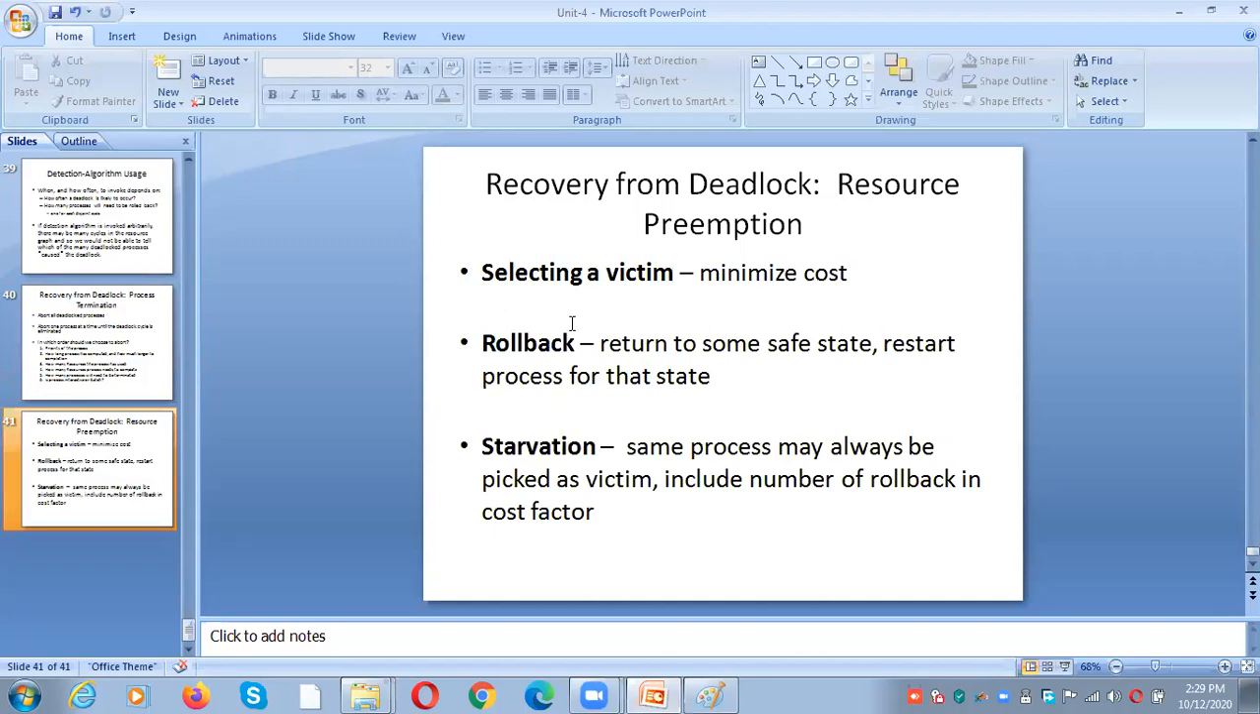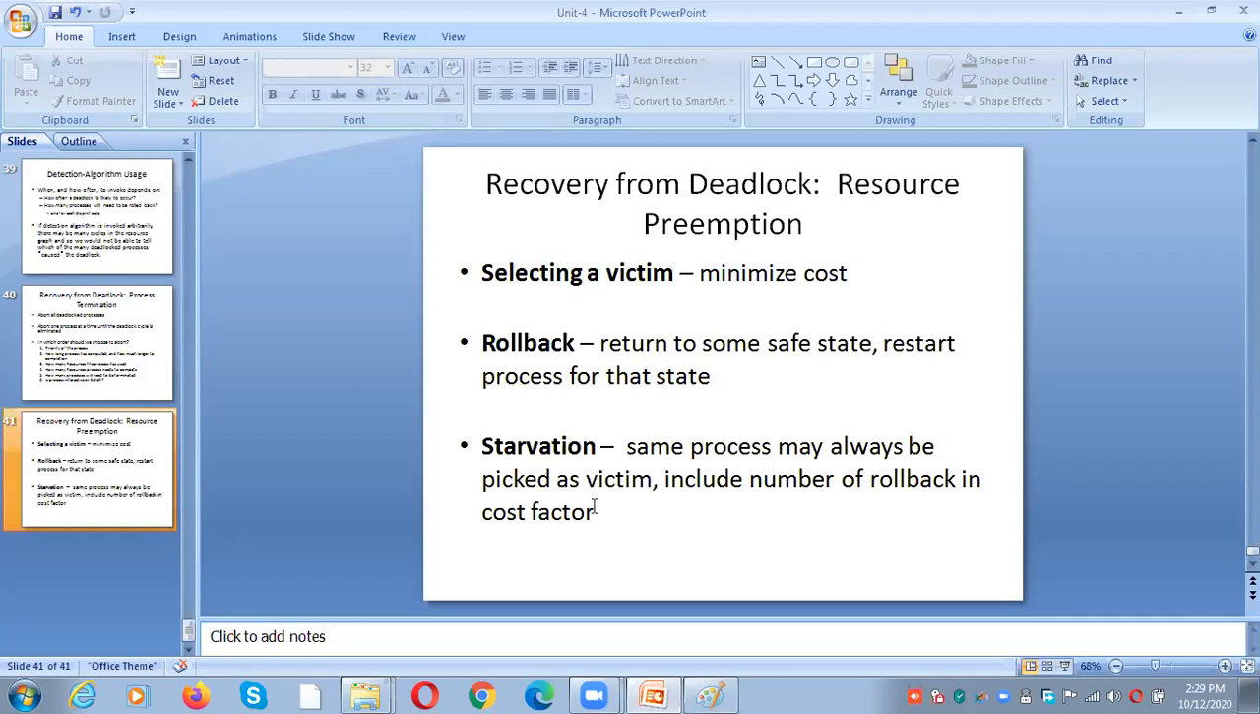And then rollback. Rollback means return to some safe state and restart the process from that state. That means you need to remove some of the processes, and from the moment where you stopped, you need to restart the process. That is called rollback.